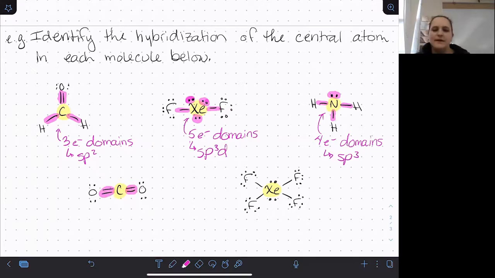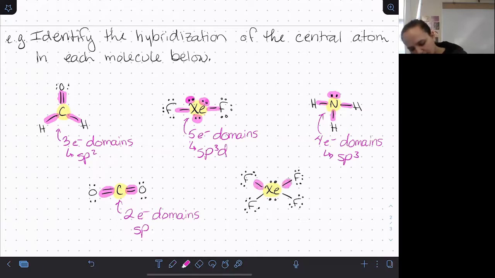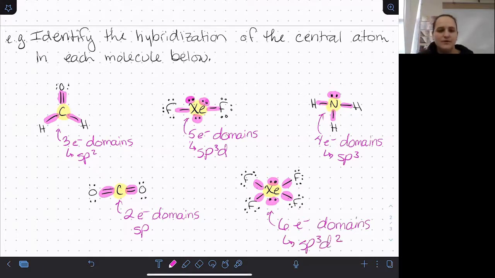Carbon dioxide is bonded to 2 peripheral atoms, and it has no lone pairs. So that is 2 electron domains, which we call sp hybridized. And then last but not least, xenon is connected to 4 peripheral atoms, plus it has 2 lone pairs, for a grand total of 6 electron domains, which we call sp3d2.